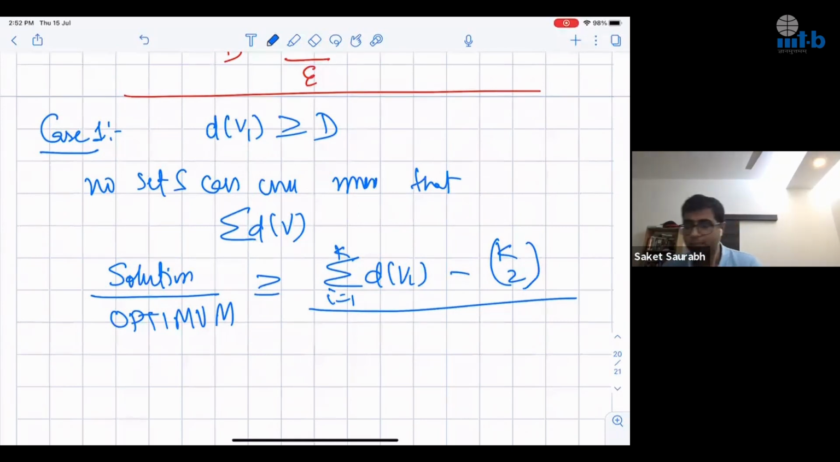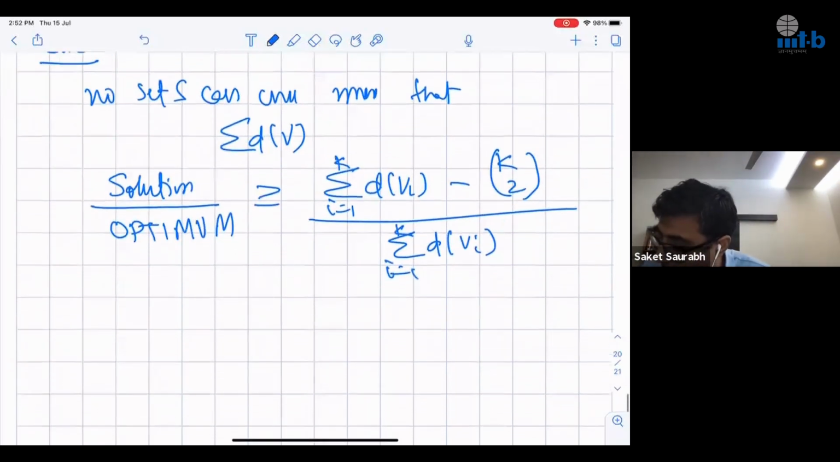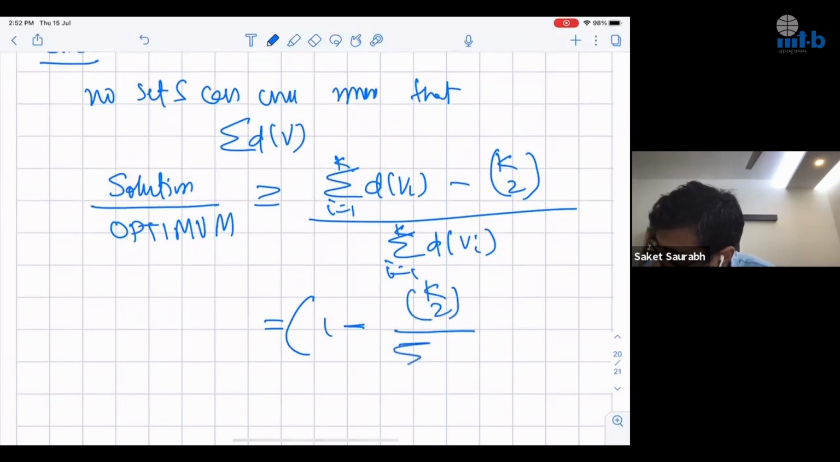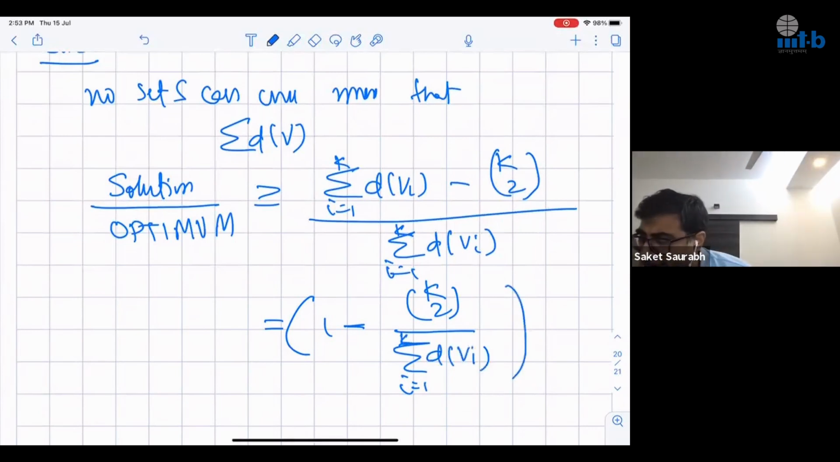So this is fine. Okay, so this many edges are covered, and the total number of edges that you can cover is upper bounded by the summation i equal to 1 to k of degree of vi, which means that this ratio is nothing but 1 minus k choose 2 divided by the summation i equal to 1 to k of d(vi). So now I ask myself, which case am I in?